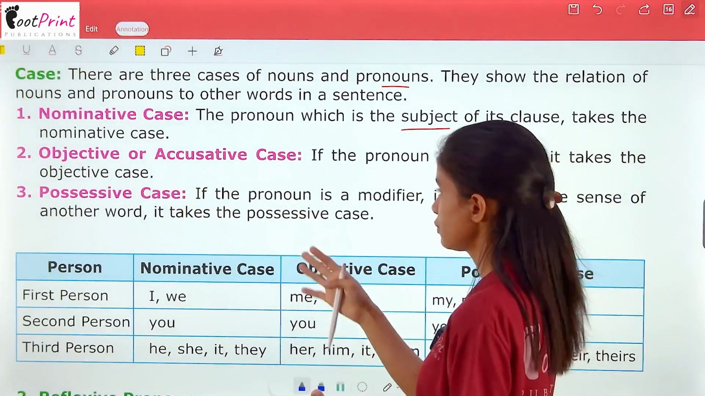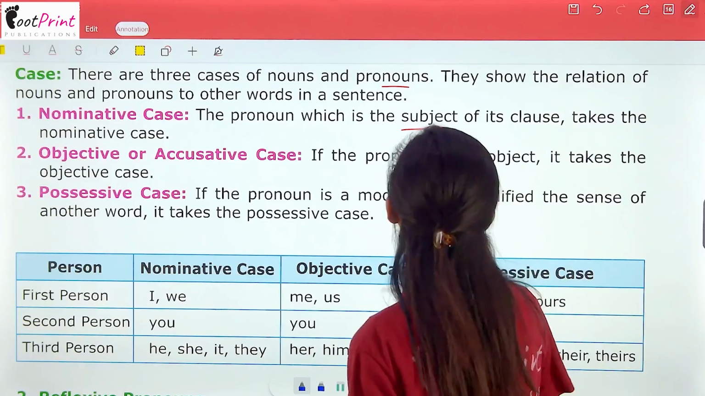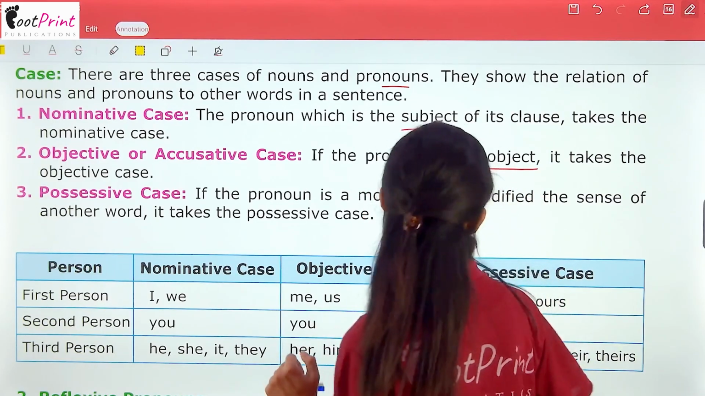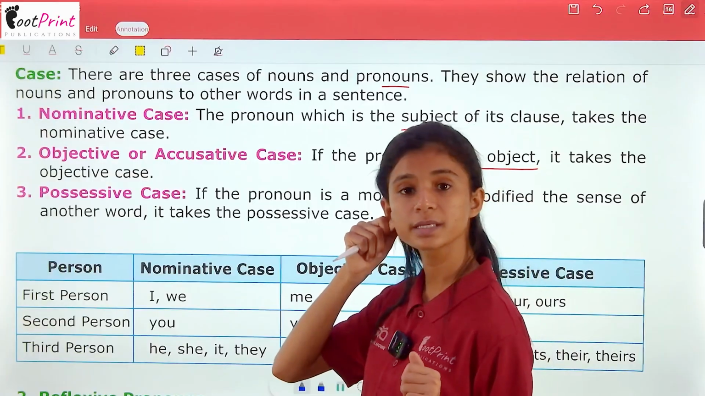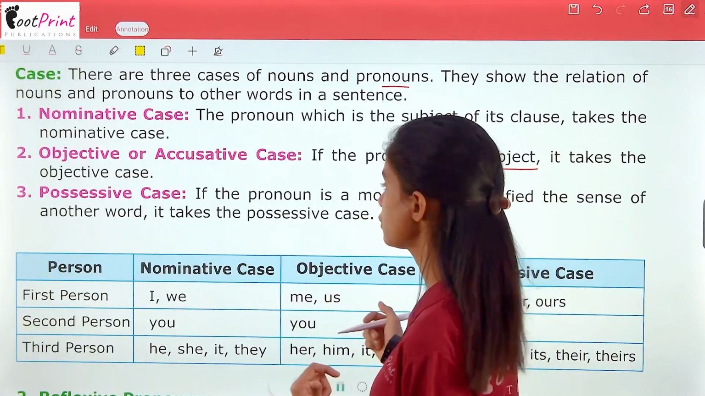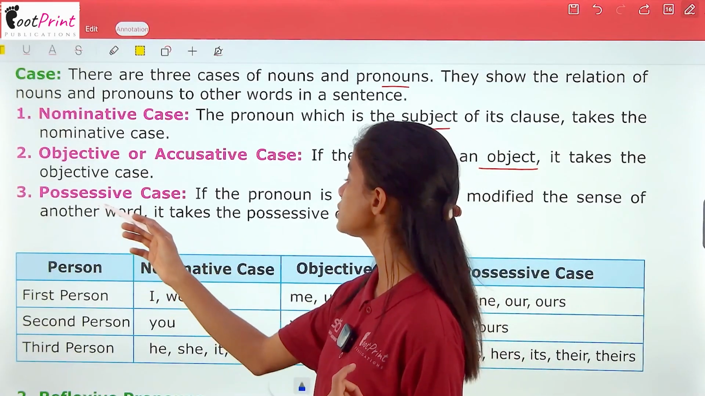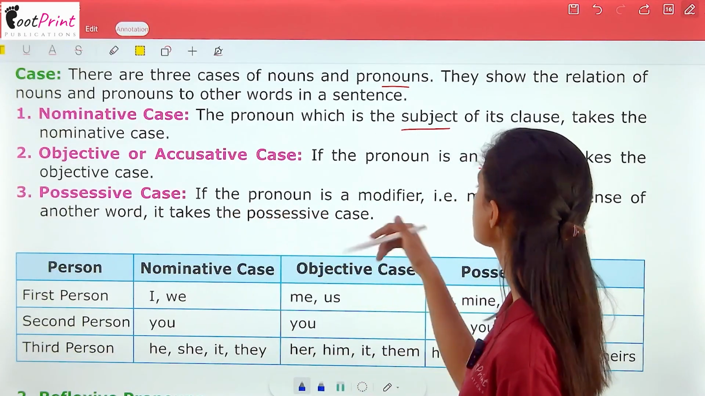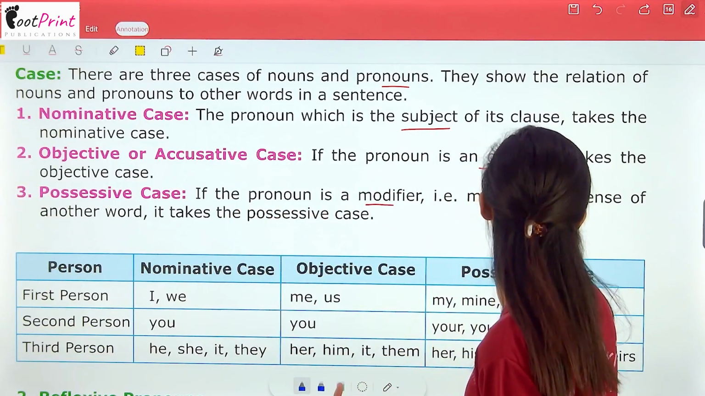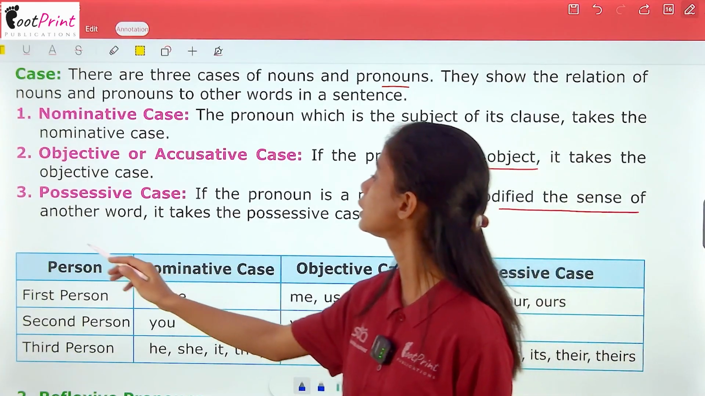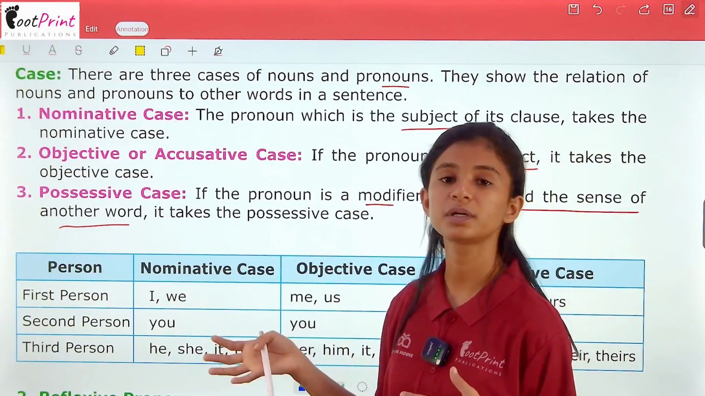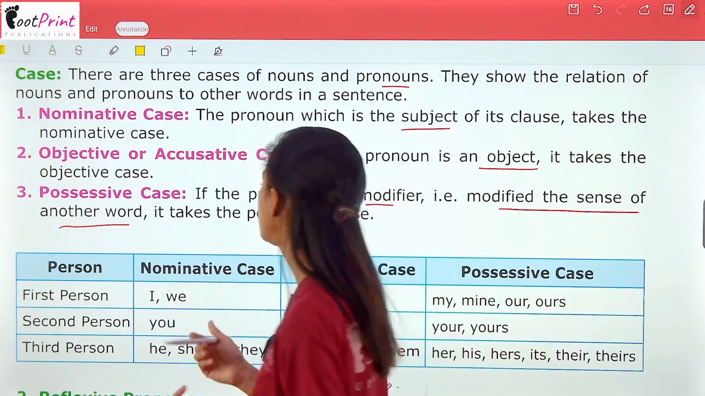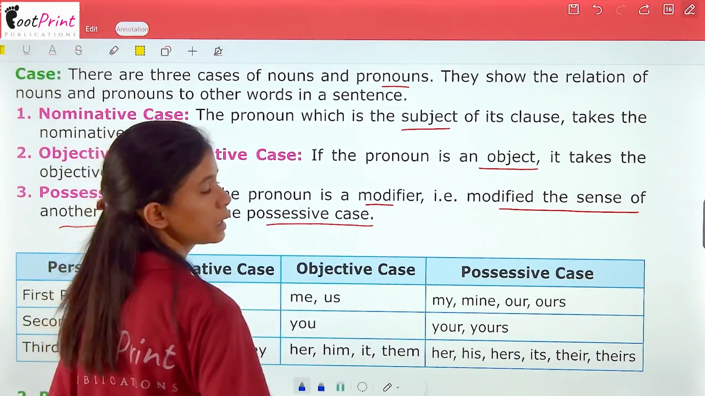Objective or accusative case. Now what is this? If the pronoun is an object, it takes the objective case. It normally takes the objective case. Third one we have is the possessive case. Which one is the possessive case? Where the pronoun is a modifier, that is, it modifies the sense of another word. When it changes or modifies the sense of another word according to itself, it takes the possessive case. Let's see.